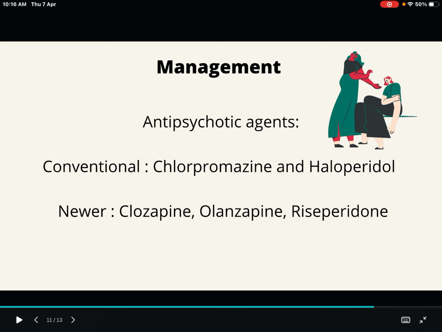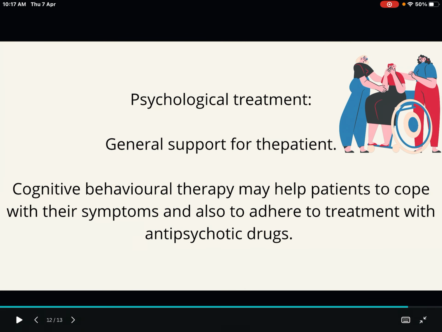What are the conventional antipsychotic agents? They are chlorpromazine and haloperidol. Newer include clozapine, olanzapine, risperidone. So conventional or first generation antipsychotics include chlorpromazine, haloperidol. Newer, clozapine, olanzapine, risperidone, etc. Newer is also called second generation. So these are all about the antipsychotic agents.